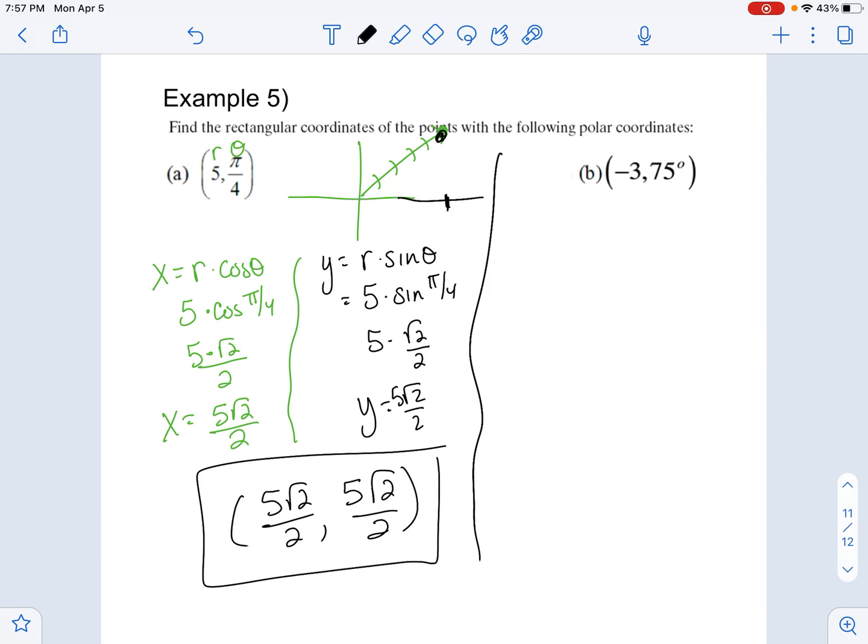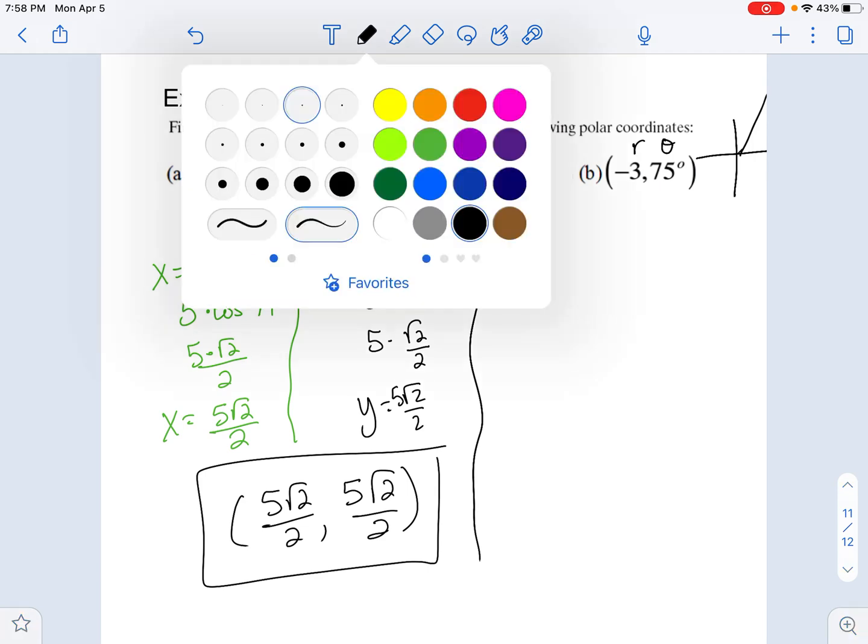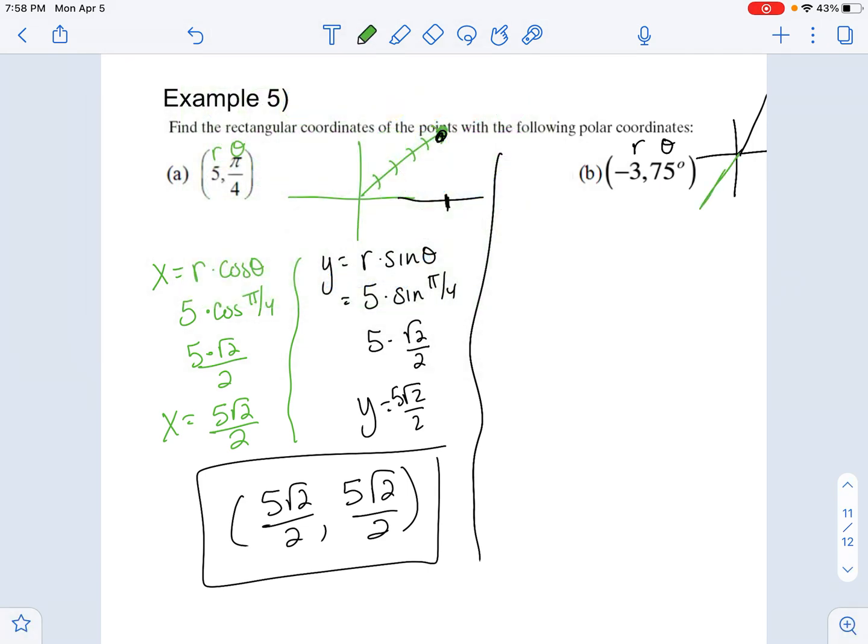All right, we're going to use our calculators for the next one because we're going to talk about the point -3 comma 75. So again, we want to plot that point first. If I rotate to 75, that's somewhere here in quadrant 1. But remember, since that r is negative, we want to go down into quadrant 3, and we want to go out 3 circles, so it would be somewhere approximately there. So we know the x value has to be negative, and so does the y.